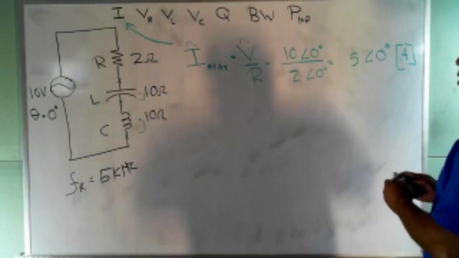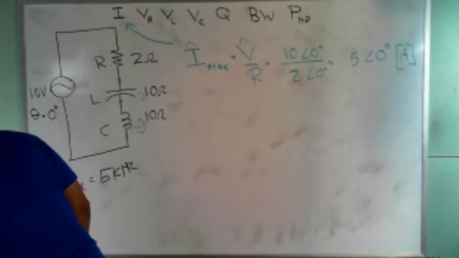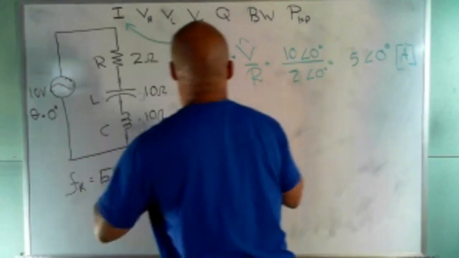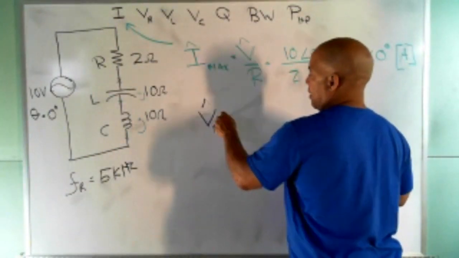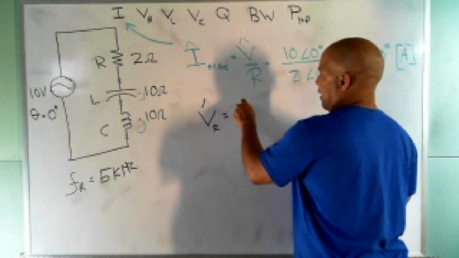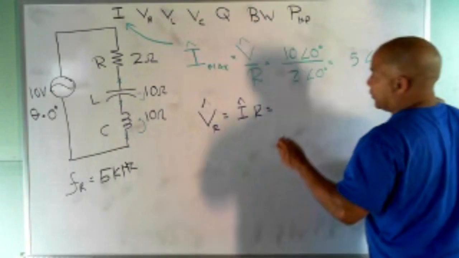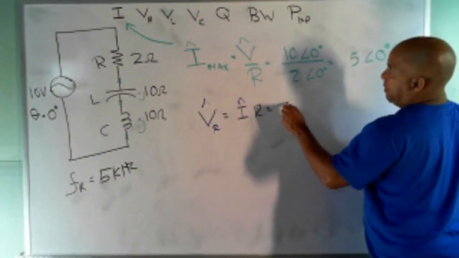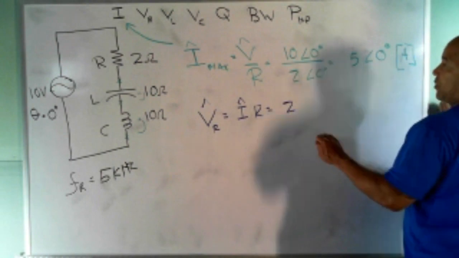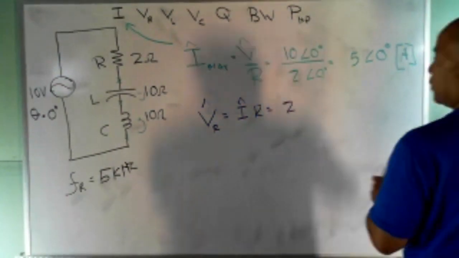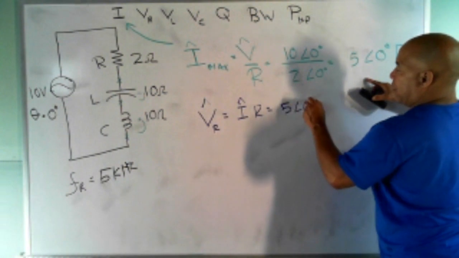So now VR. Let's get VR. Let me see. I guess I'll use purple for that one. So we'll get VR. Again, it's just I max, I should write, times R. So watch this. So this is going to be 2. No, this is 5, right? I don't know why I'm getting this confused. This is 5 angle 0.